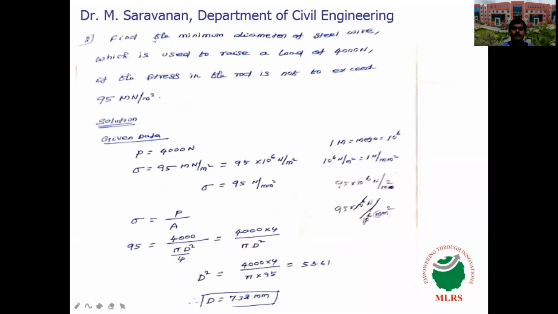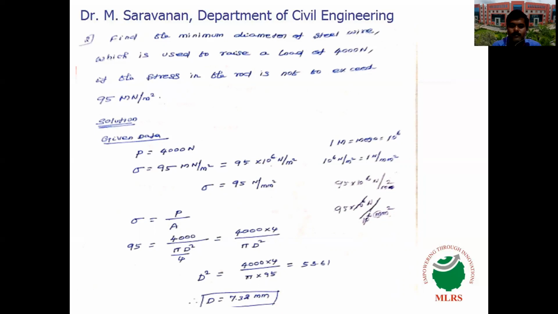And next you can see the next problem. Find the minimum diameter of steel wire which is used to raise a load of 4000 Newton if the stress in the rod is not to exceed 95 meganewton per meter square. So the given data is load 4000 Newton and the permissible stress sigma, that is 95 meganewton per meter square. It means 95 into 10 power 6 Newton per meter square. 1 mega means 10 power 6. So 10 power 6 Newton per meter square is equal to 1 Newton per mm square.